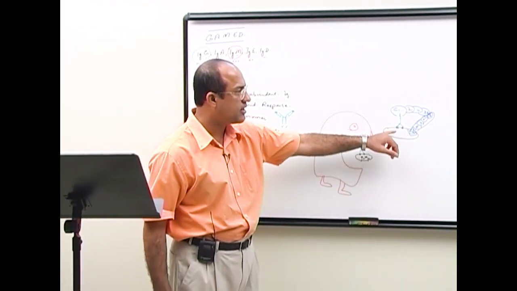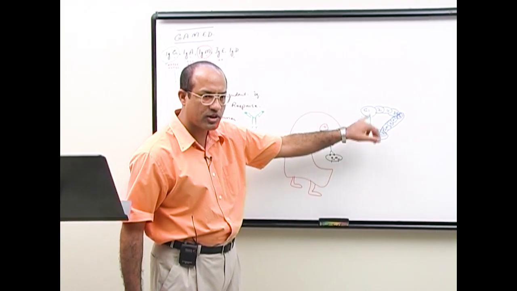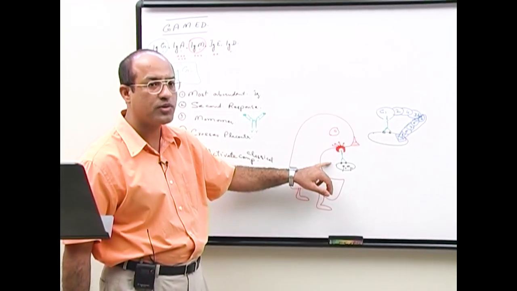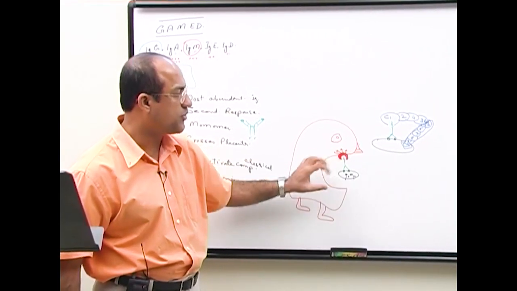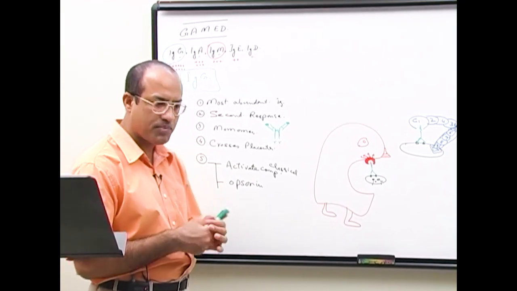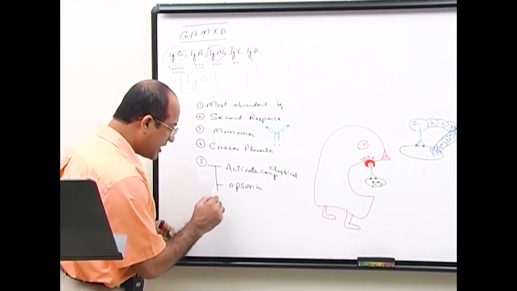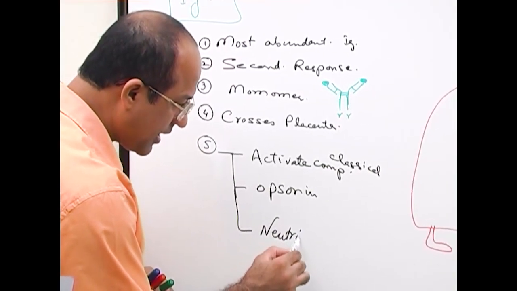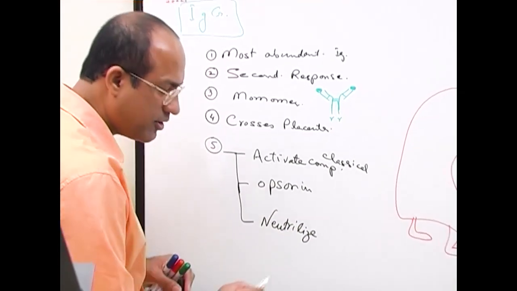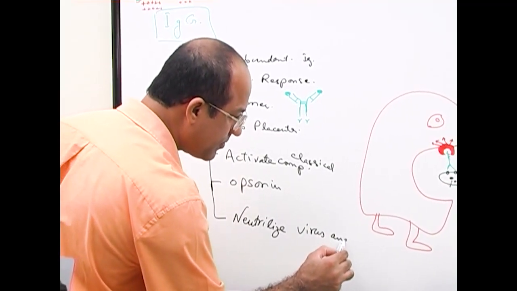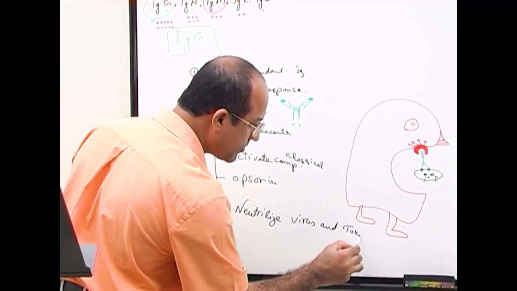So IgG can kill the bacteria by activation of complement, or IgG can help neutrophils and macrophages very effectively phagocytose the bacteria which are opsonized with the IgG molecule, plus the IgG molecule can neutralize viruses and toxins.